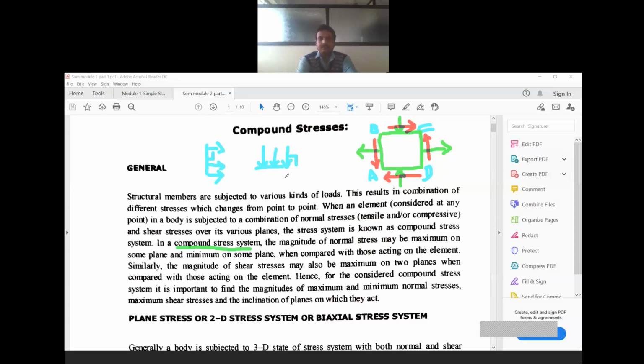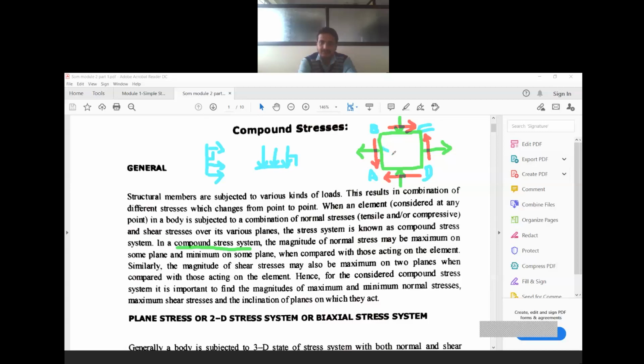So these are normal stresses. We call these normal stresses, or we can also call them principal stresses. Also, with this combination, one side is tensile and one side is compression, and some of the forces may act at an inclination.